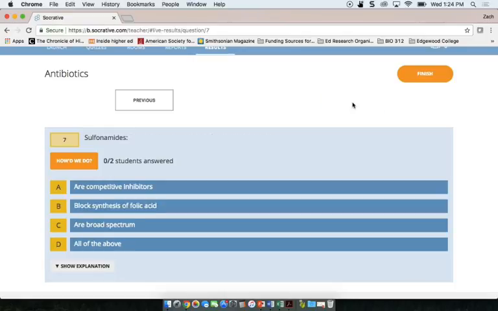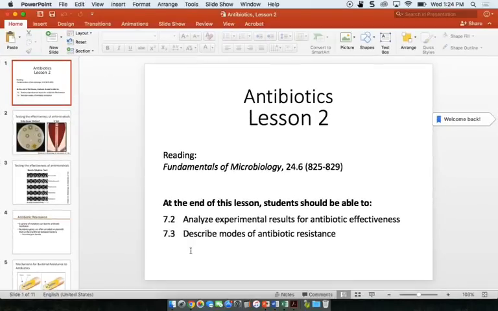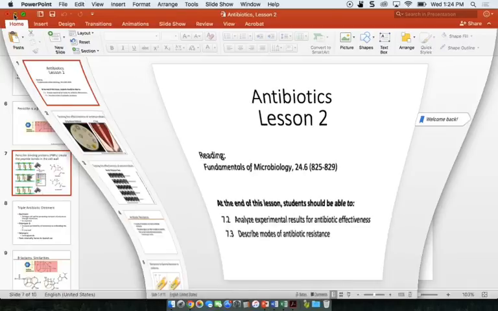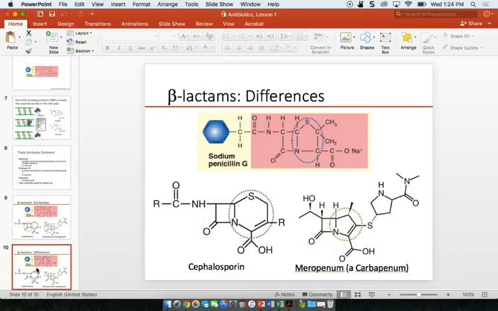All right, last, sulfa drugs, or sulfonamides, as they are fully known. A, are competitive inhibitors; B, block synthesis of folic acid; C, are broad spectrum; D, all of the above. Should we take a look at them real quick? Here's what sulfa drugs do.